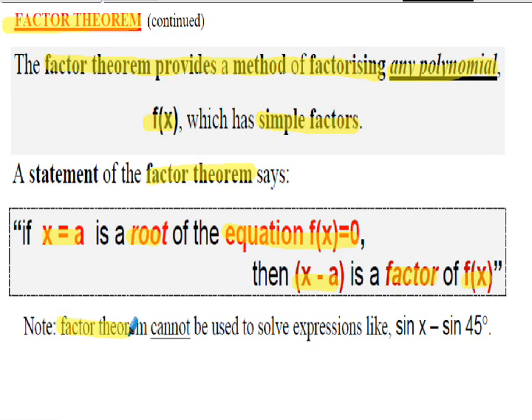Do note though that factor theorem cannot be used to solve expressions like sine of x minus sine 45 degrees. Factor theorem does not work for that kind of trigonometric expression.